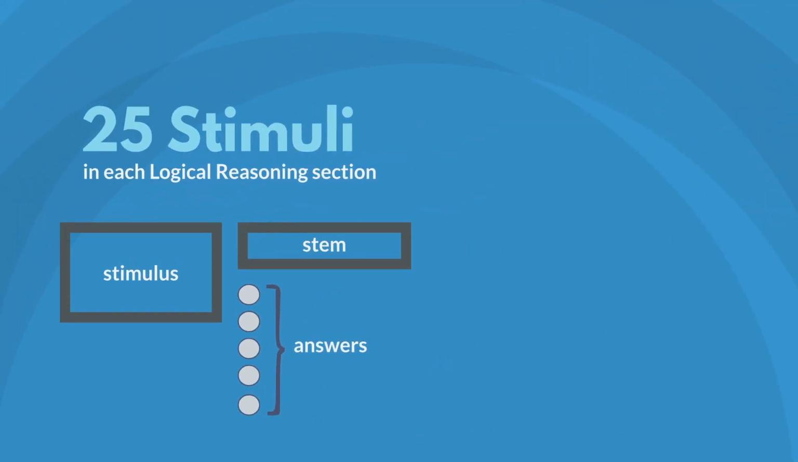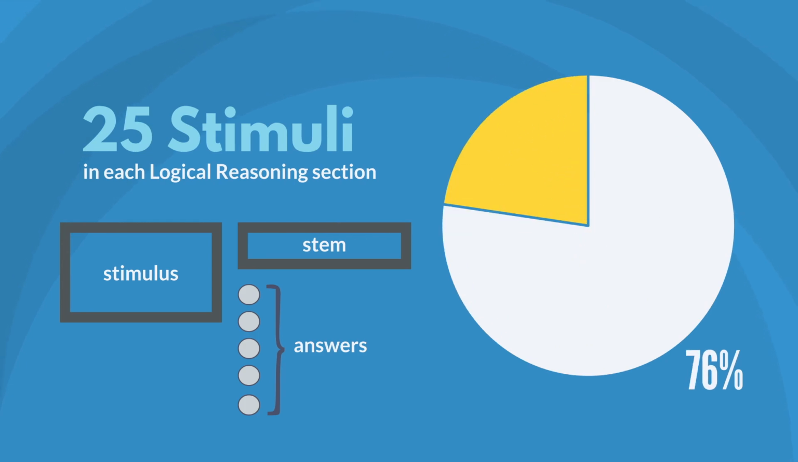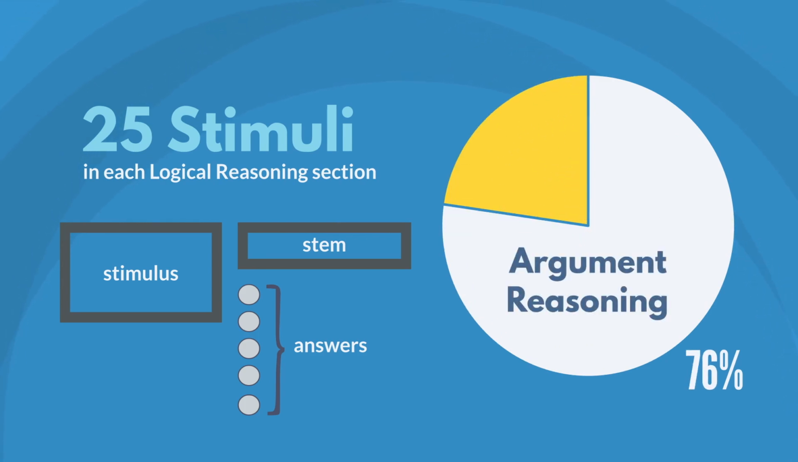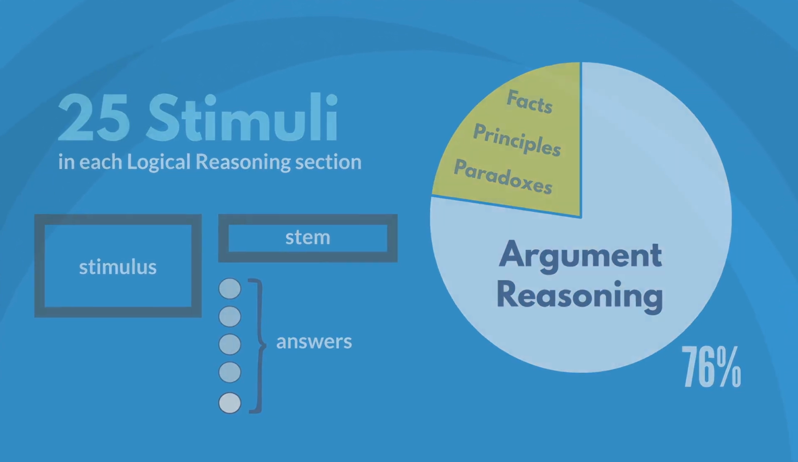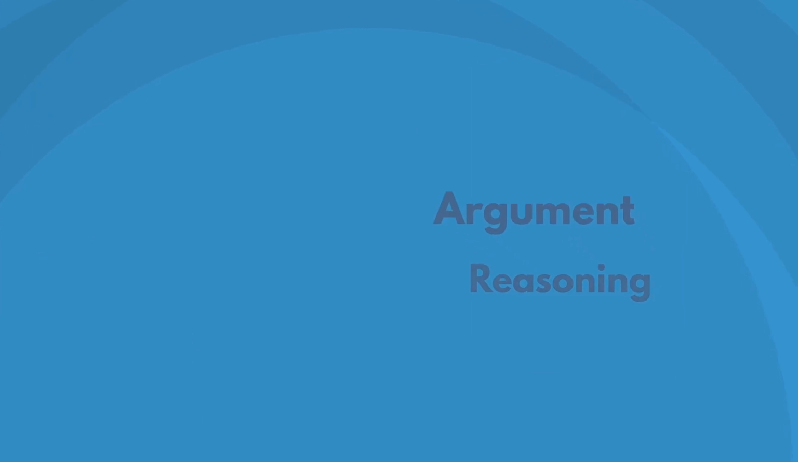Well, there's 25 questions, so there's 25 stimuli in a logical reasoning section, and about 3/4 of them will be arguments or reasoning. Those are synonyms. The other fourth will be facts, principles, or paradoxes. So 3/4 of the time, we are reading an argument. We want to get good at that.